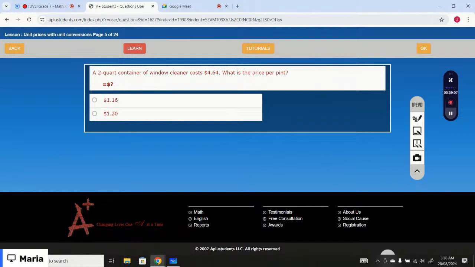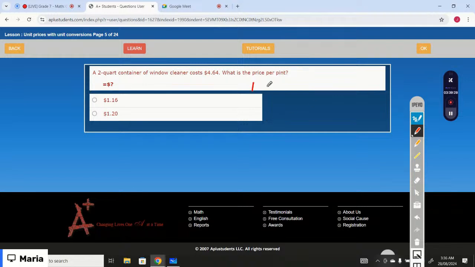A 2-quart container of window cleaner costs $4.64. What is the price per pint? So here you have to convert from quarts to pints first, right? 1 quart equals 2 pints. So that means 2 quarts equal 2 times 2, that is 4 pints, right? Now you have to divide 4.64 by 4. So which is the correct option?